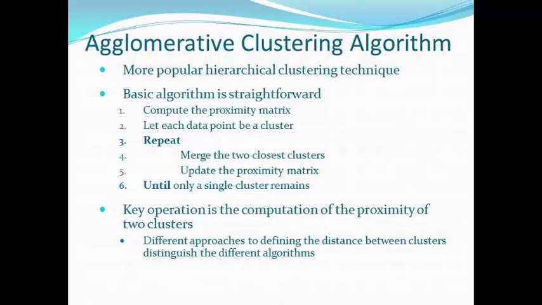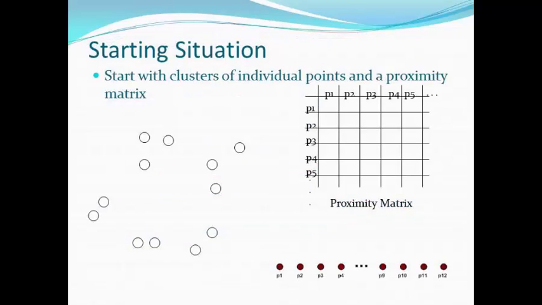So each time you merge the 2 closest clusters, 2 by 2, then update the proximity matrix, basically measure the distance or similarity. And then repeat until you find a single cluster. That's one way. And if you're doing the top down, you start the other way around. Okay, so very simple thing.